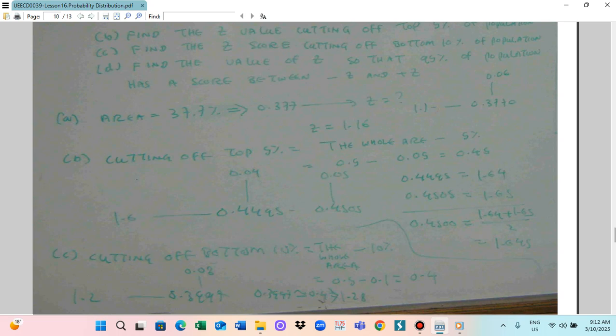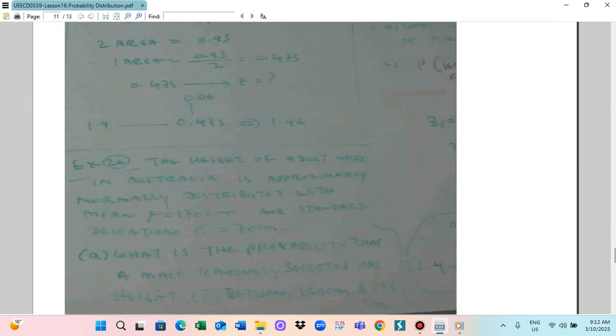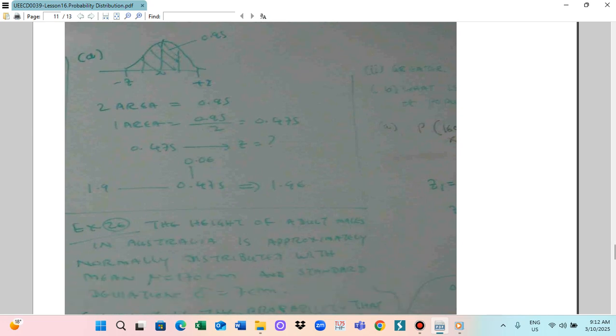Another one: find the value of Z so that 95% of the population is between minus Z and plus Z. This is minus Z, this is plus Z, and this whole thing is the double area, 0.95.